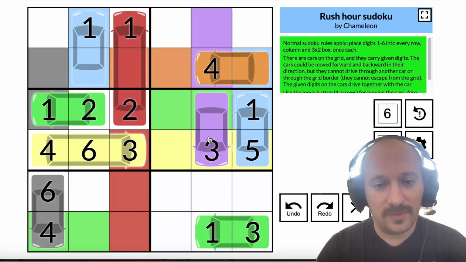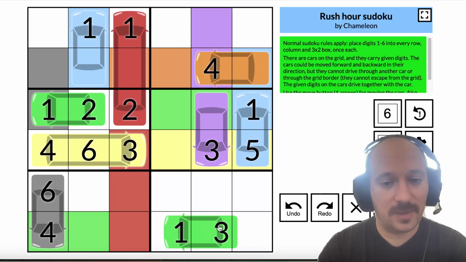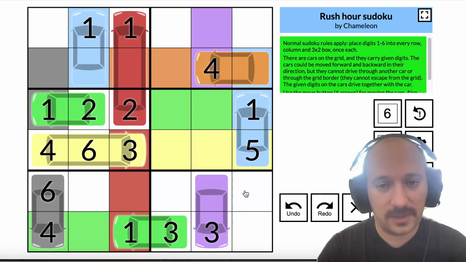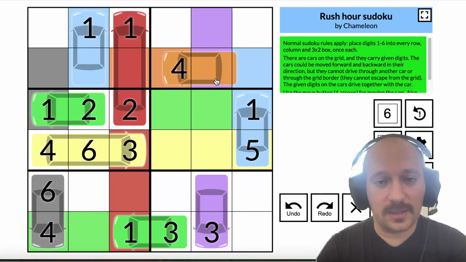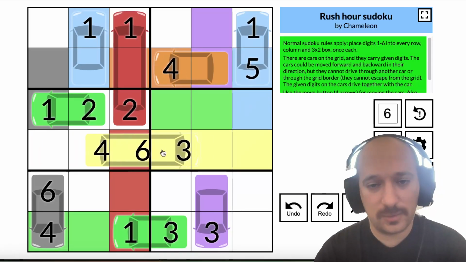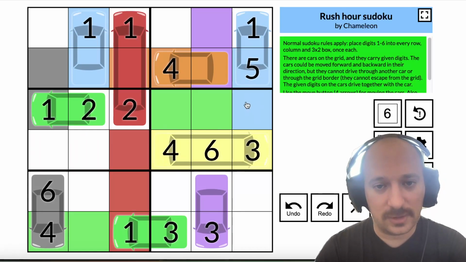So we must move it down, and for that we must move the green to the left. So let's go ahead and do that. And it looks like it doesn't really matter where we move the blue one, so let's move it closer to where we want it to be.